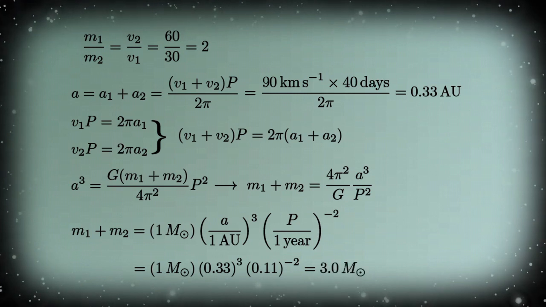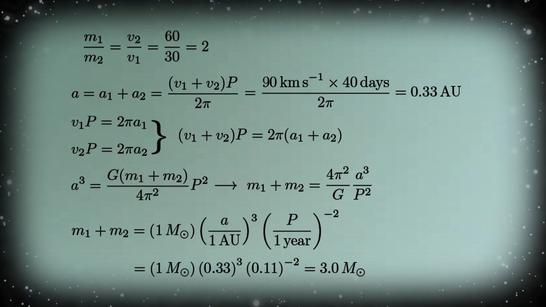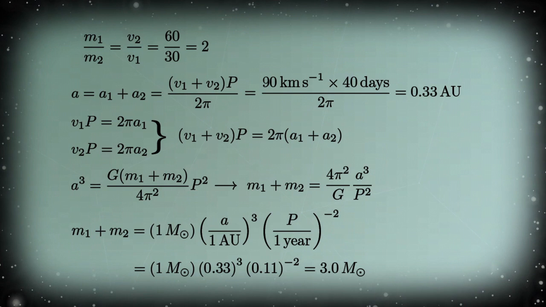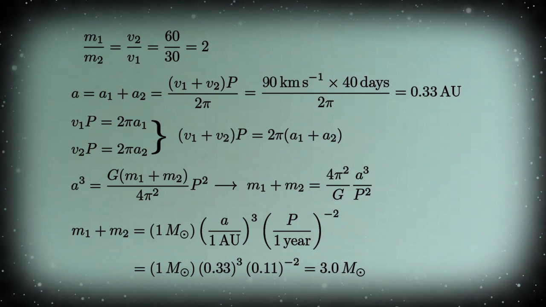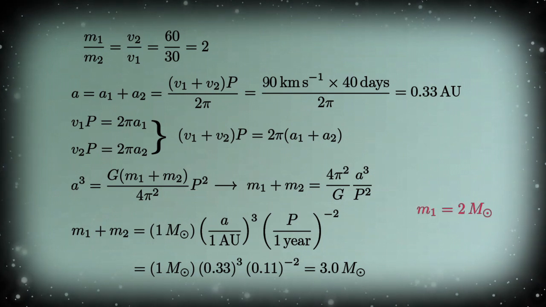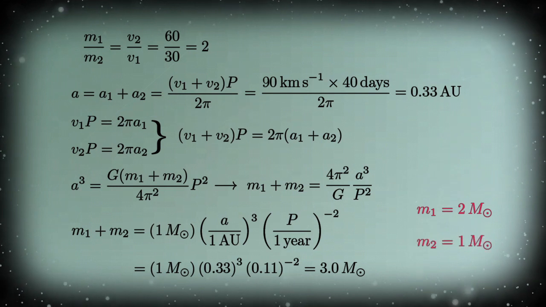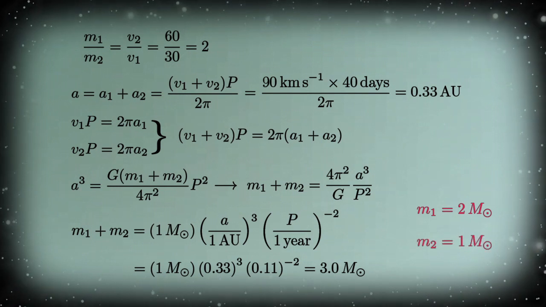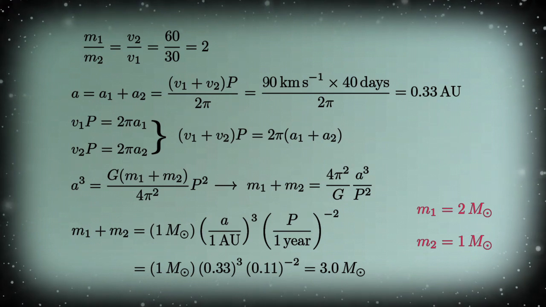So, we've got 2 stars with masses in a ratio of 2 to 1, and a total of 3. I made the numbers simple enough that we can just do that in our heads. M1 is 2 solar masses, and M2 is 1 solar mass. So that's how we measure stellar masses using eclipsing binaries.